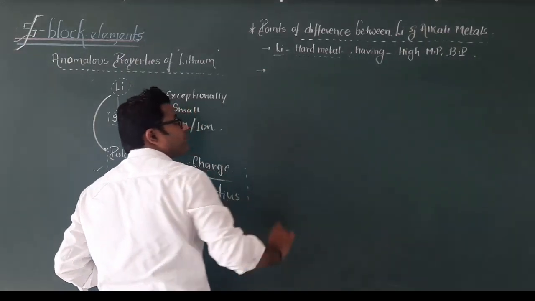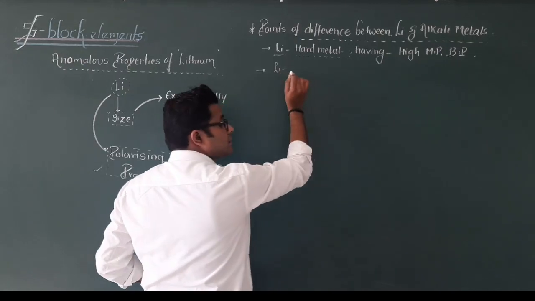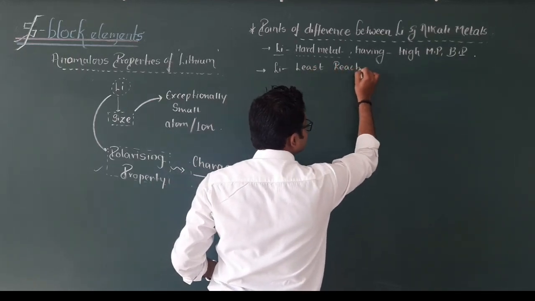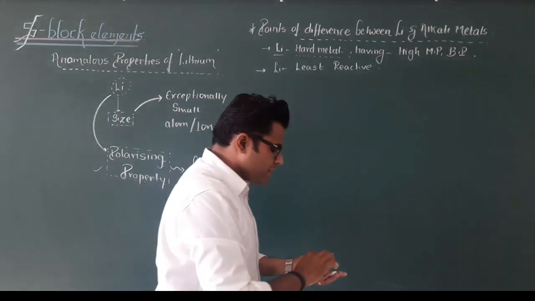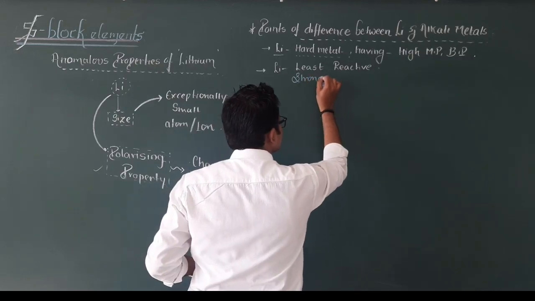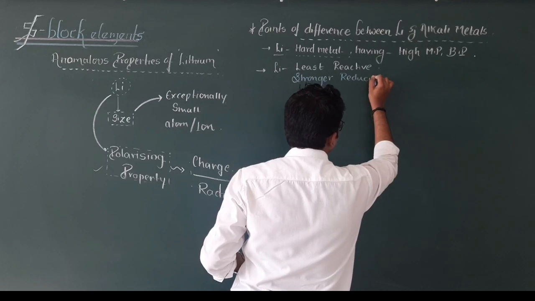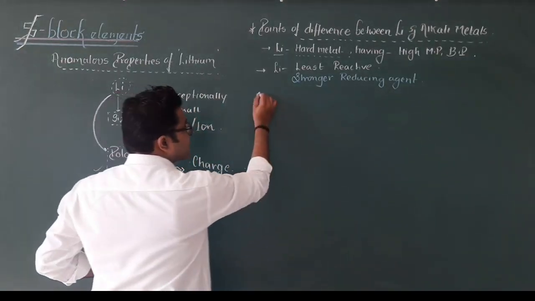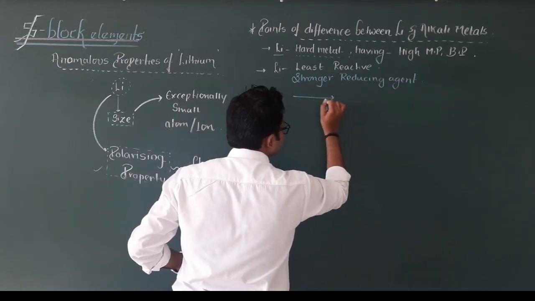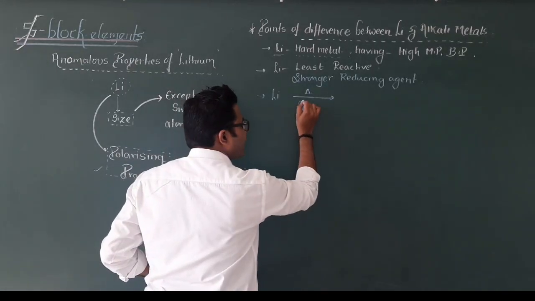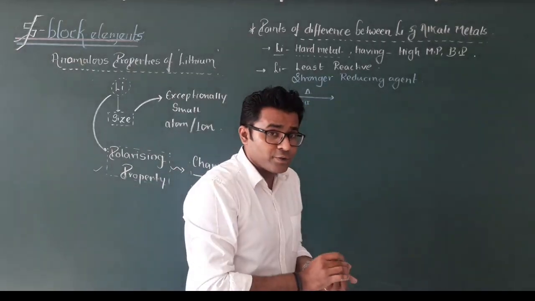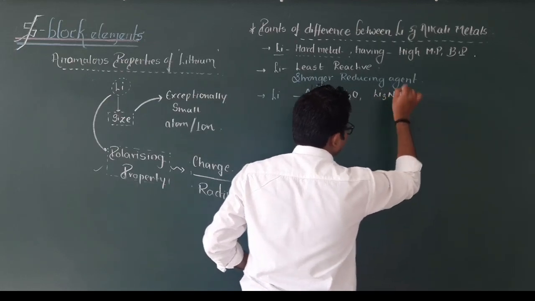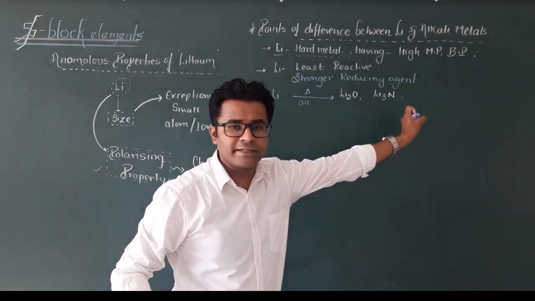Now, the second one: lithium is the least reactive in nature, but it is a very good, stronger reducing agent than the other alkali metals. If we burn lithium in the presence of air, it produces two compounds, that is, lithium oxide and lithium nitride.